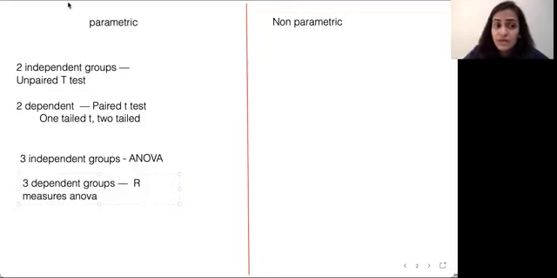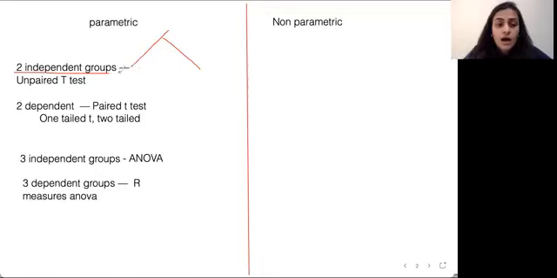So when I'm going to repeat it, when you have 2 independent groups, that means group A, group B. No, Manasa, that is different. We will come to hypothesis later on. Right now we're just talking about the test.